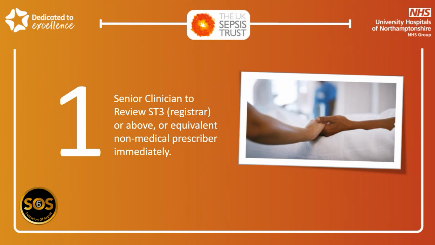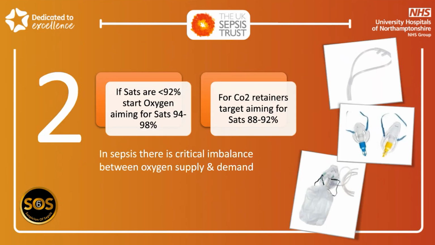If the doctor is not treating the patient for sepsis after a clinical review, they should de-escalate the sepsis pathway on eVitals. The second element is oxygen. There is a crucial imbalance between oxygen supply and demand during sepsis. Correcting hypoxia will reduce the risk of complications. Always aim for the patient's normal target saturations.